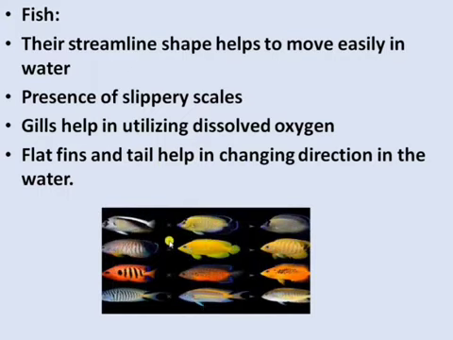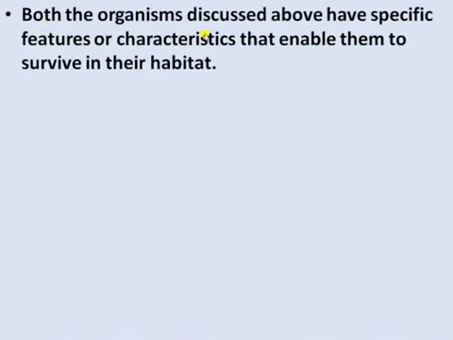This is a picture of different types of fishes. They have a streamlined shape that helps them move easily in water. They have slippery scales on their body. They have gills that help in utilizing the dissolved oxygen present in water. Both the organisms discussed above have specific features, or characteristics, that enable them to survive in their habitat.